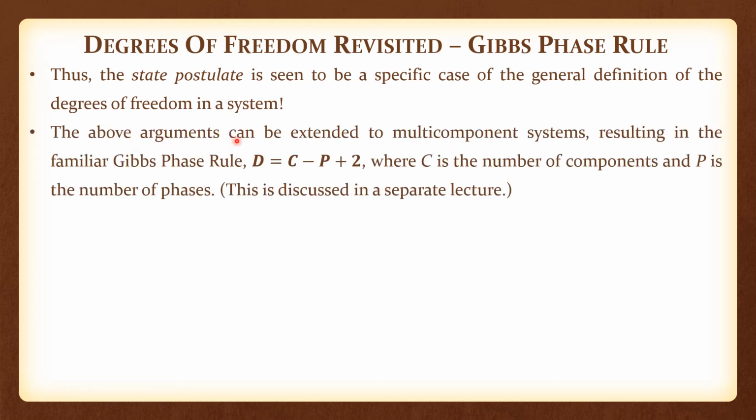The above arguments, of course, can be extended to multi-component systems, and this will result in the familiar Gibbs phase rule, which you may have studied in school, where the degree of freedom is given by c minus p plus 2, where c is the number of components and p is the number of phases. Right now we are looking at phase equilibria involving pure substances. When we move on to multi-component mixtures, at that time we will derive this phase rule.